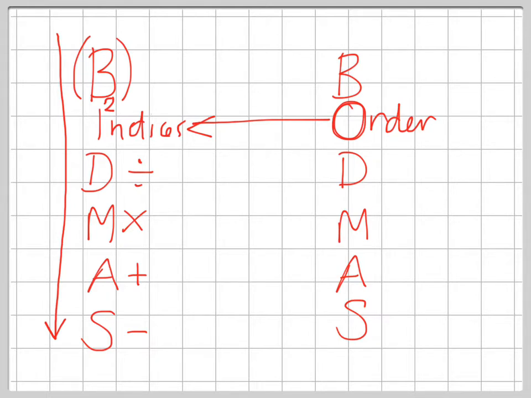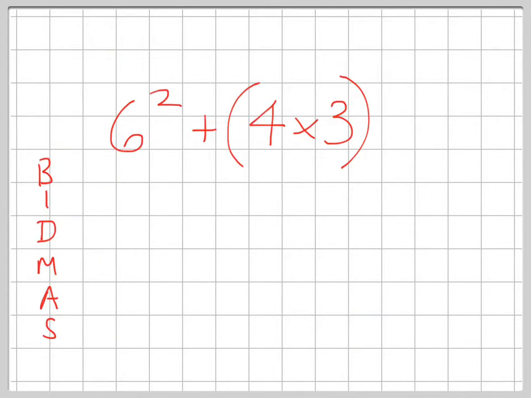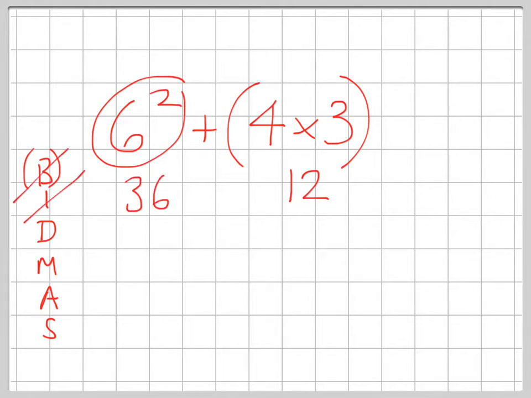So how does that actually work when you're faced with a sum? Let's look at this one. 6 squared, add 4 times 3. So the first thing you do is you tackle the brackets. So 4 times 3 would give us 12. We write that underneath. Then we look to see if we've got any index numbers. Yes, we have. We've got 6 squared, which will give you 36. So that's brackets and index numbers done.